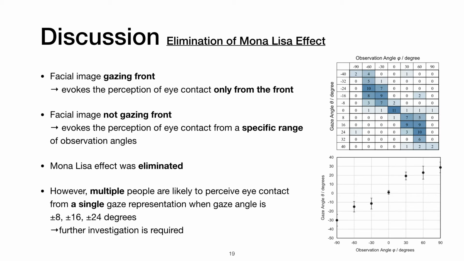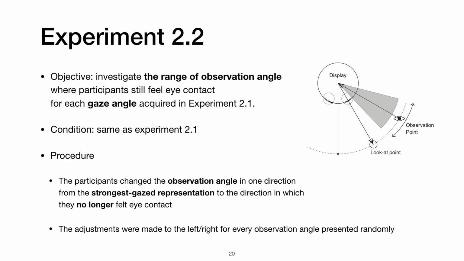We conclude that a facial image gazing front evokes the perception of eye contact only from the front, and a facial image not gazing front evokes the perception of eye contact from a specific range of observation angles. Therefore, we conclude that the Mona Lisa effect was eliminated. However, multiple people are likely to perceive eye contact from a single gaze representation when the gaze angle is approximately 8, 16, or 24 degrees. So further investigation is required.